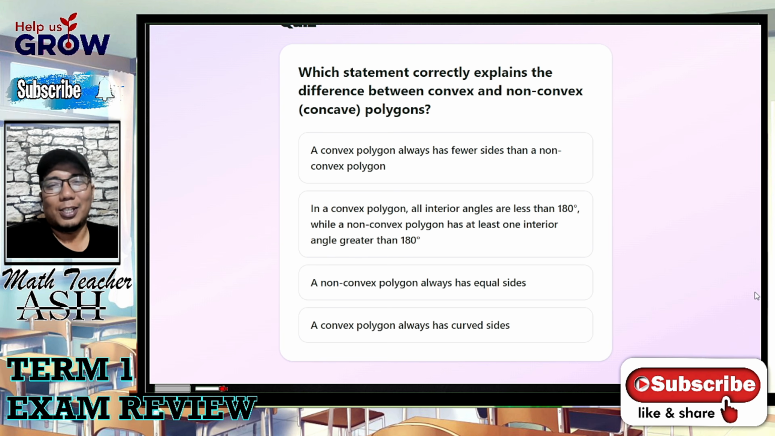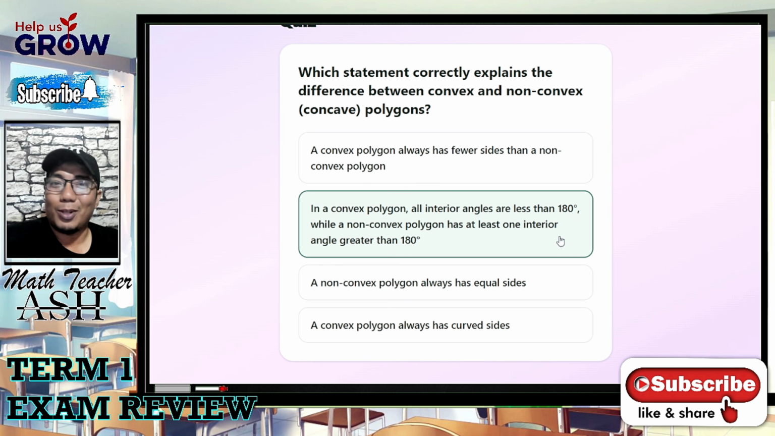Alright, my dear math learners, in order for you to answer this one, basically, you need to know the definition of convex and concave or non-convex polygons. The only difference is that in the convex polygon, all of the interior angles are less than 180 degrees, while in the concave or non-convex polygon, one of the interior angles is greater than 180 degrees. And that is the second statement. Let's check whether we are correct.